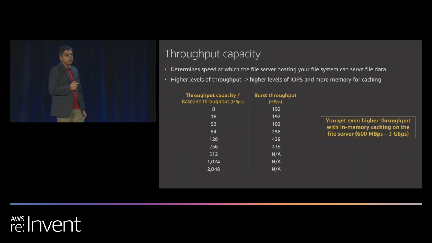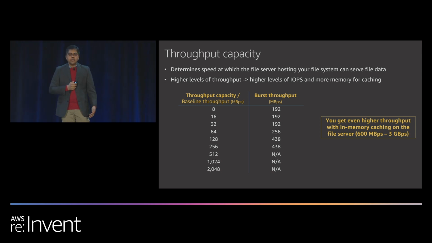In terms of how the throughput model works, when you create a file system, as Ed showed you in the initial slide, there's basically storage capacity and throughput capacity that you specify for your file system. The throughput capacity basically determines the speed at which the file server behind your file system can serve data to your clients and applications. The higher the levels of throughput, the higher also are the levels of IOPS and the memory that's available for in-memory caching on the server side. So in addition to the client-side caching that I talked about in the previous slide, we also support server-side caching.